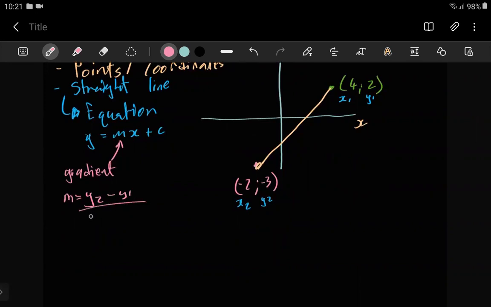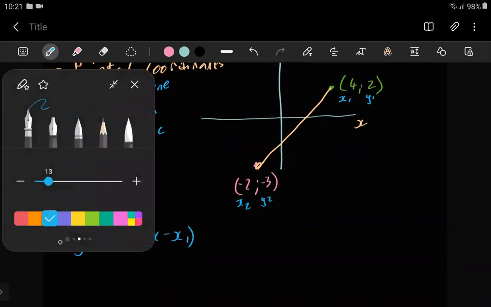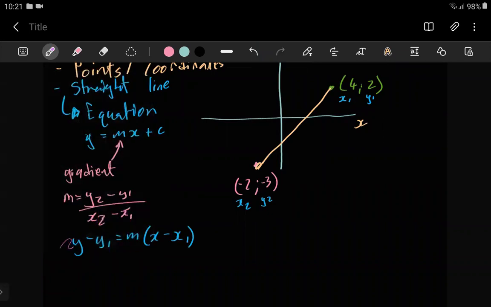So for the gradient of a straight line, or any gradient between 2 points, we know that this is the formula, because you have 2 points to work with. That's going to give you the gradient. Now, normally when you need to get the y-intercept, you will just need to use a different format, which is this format, y minus y1 equal to m times x minus x1. This here is just a format you can use to get the full equation of a graph.